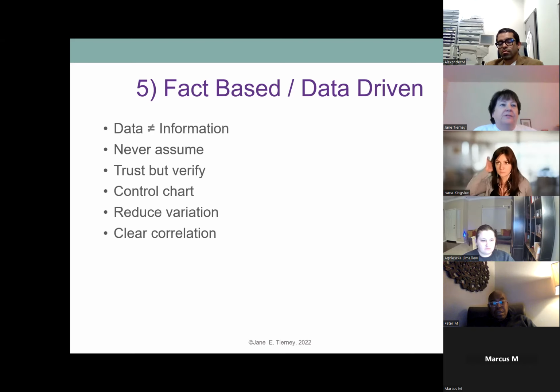So document those, at least make sure that everybody's in sync, and then don't assume that everything is going to be like it always was. Trust but verify. Again, go back to data, measure, check.